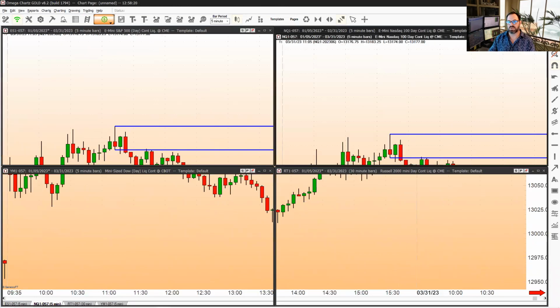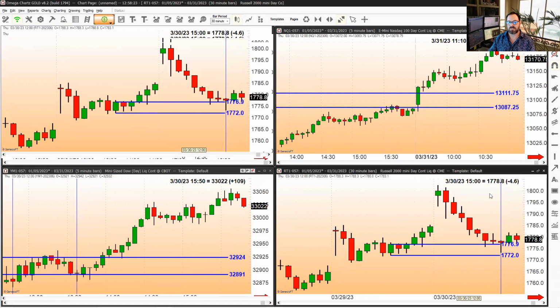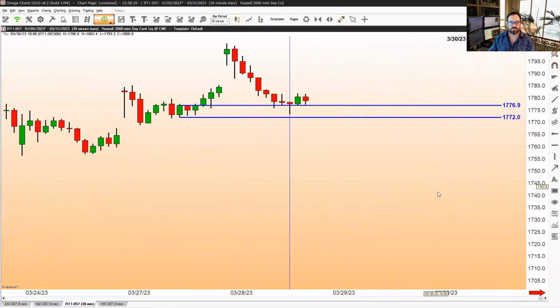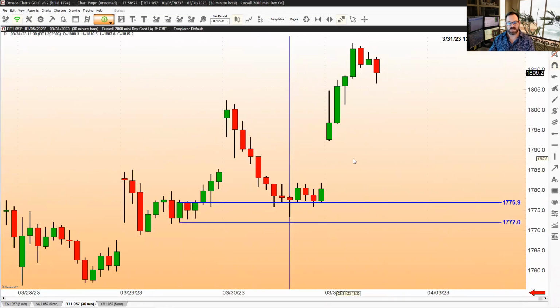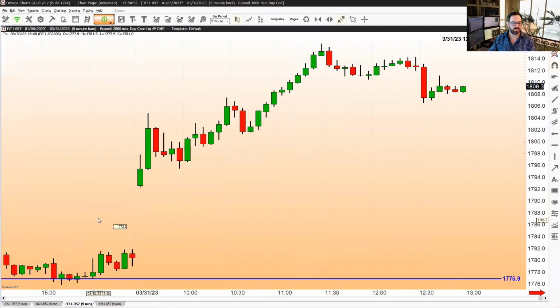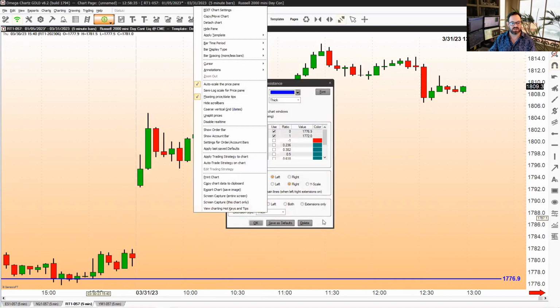Now, I don't know who the leader was this morning. We'll have to take a look. And the Russell also came down a little bit. This one actually was an inside gap. So when I have mixed gaps, I can't actually trade my gap strategy. I have to look for something else.